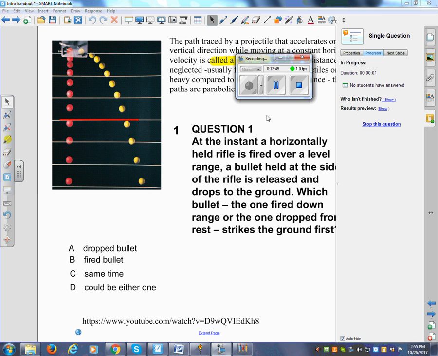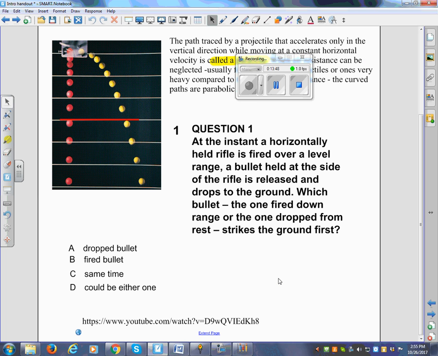The first question is, at the instant a horizontally held rifle is fired over a level range, a bullet held at the side of the rifle is released and drops to the ground. So you fire your rifle, you drop a bullet at exactly the same time, right? One goes like this. Which bullet? The one fired downrange, the one that's fired horizontally, or the one dropped from rest just strikes the ground first? A, B, C, or D?